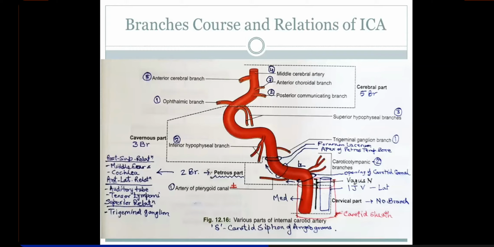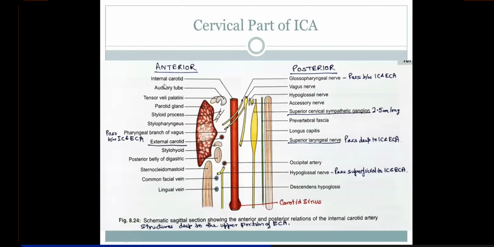Then superior relation, obviously, it opens into the foramen lacerum, and the apex of the petrous temporal bone forms the posterior wall of this foramen lacerum. So when it enters into the foramen lacerum, it is superiorly related to the trigeminal ganglion, which rests onto the apex of the petrous temporal bone. So these are the relations of the petrous portion of the internal carotid artery.